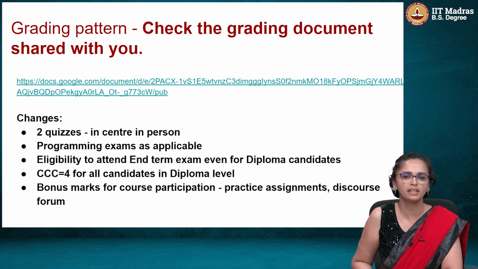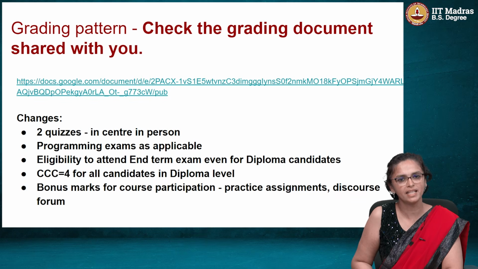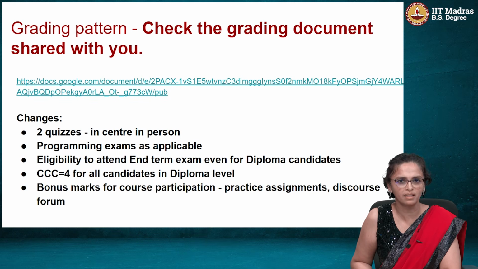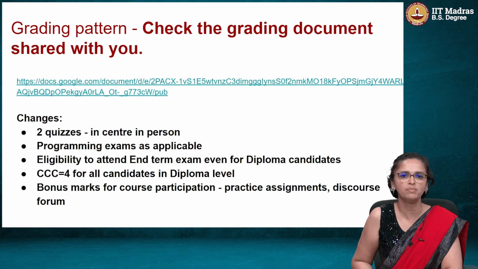Grading pattern: the grading pattern and grading document are released for every term for all the courses for that term. Please take out some time to go through the grading document, because this gives out all the assessment components of each and every course in the diploma level. The dates are also mentioned there of when that assessment component will be conducted. So, the basic components, 2 quizzes and 1 final exam, are there in most courses of the diploma level.